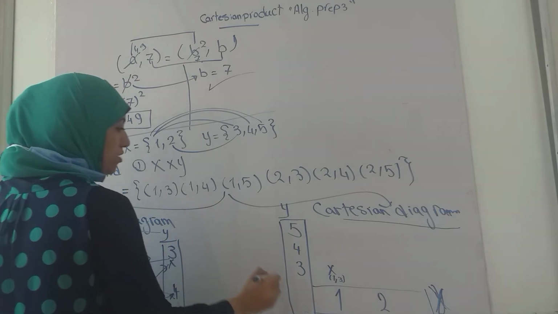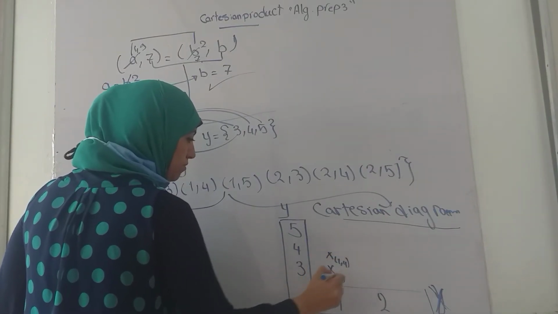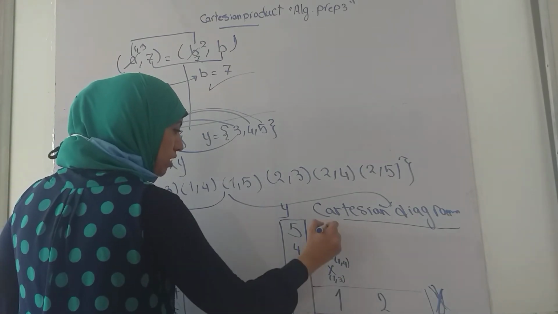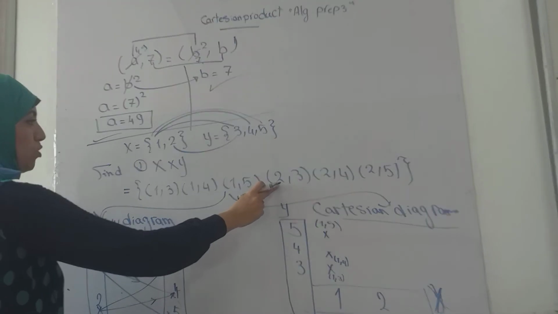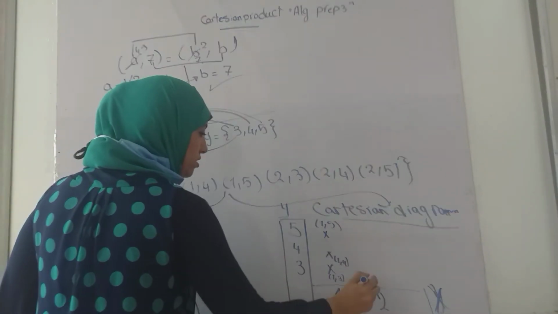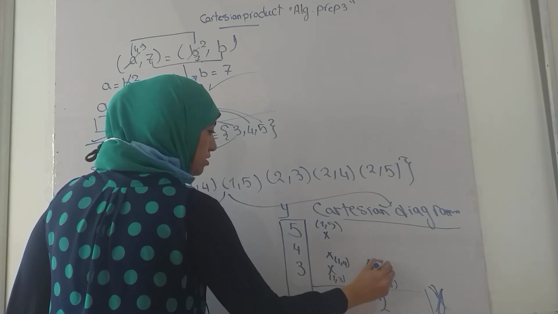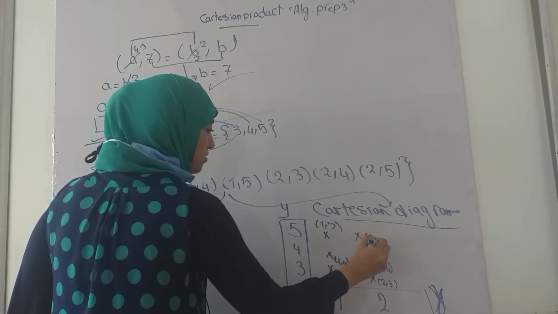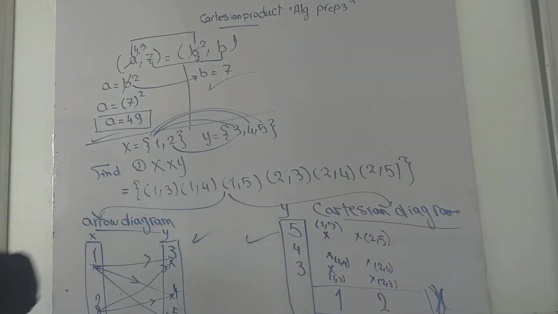The other is 1 and 4: 1 up to 4. Then 1 and 5: 1 up to 5. And this element also 2 and 3, 2 and 4, 2 and 5. These are the two ways of representing the Cartesian product.